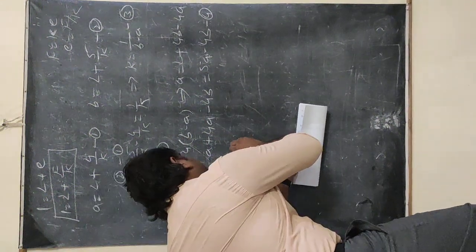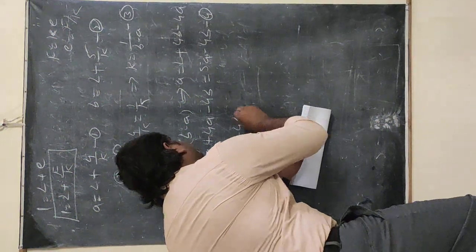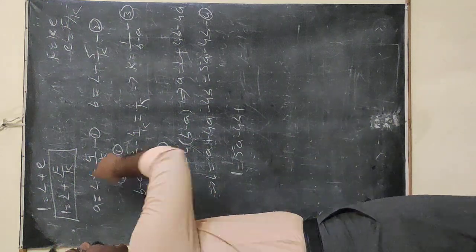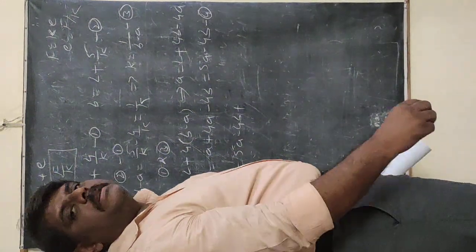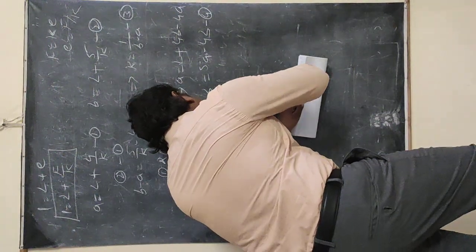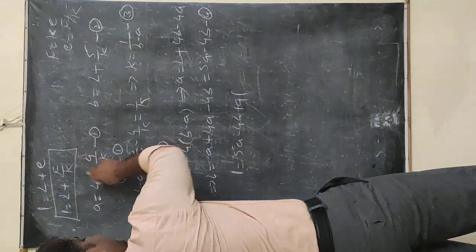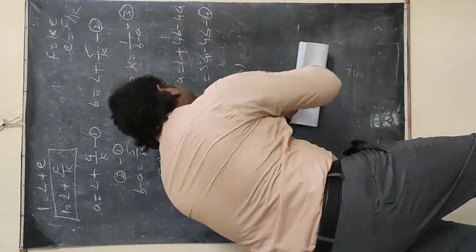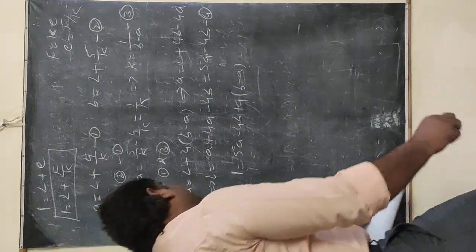L is equal to 5A minus 4B plus the F value. How much force is applied the last time? 9 newtons. So that will be taken as 9 newtons into 1 by K. 1 by K, what can you write? B minus A. So you can write it as B minus A. Okay, go on and simplify these equations.